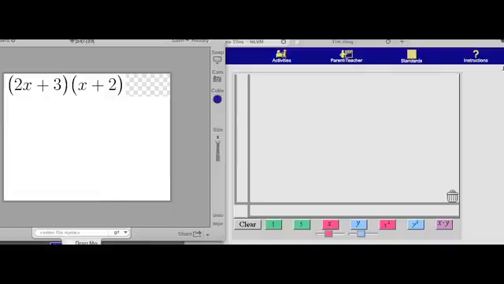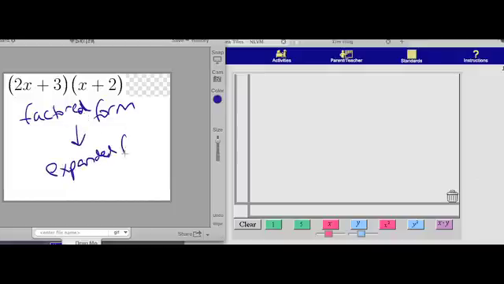Okay, I want to show you how to use algebra tiles to help us take an expression which currently is in factored form. Remember that factored form is the product of factors. So we have this factor here, 2x plus 3, times x plus 2. And we want to take it from factored form and move it to expanded form. All right, let's look at how to do this.